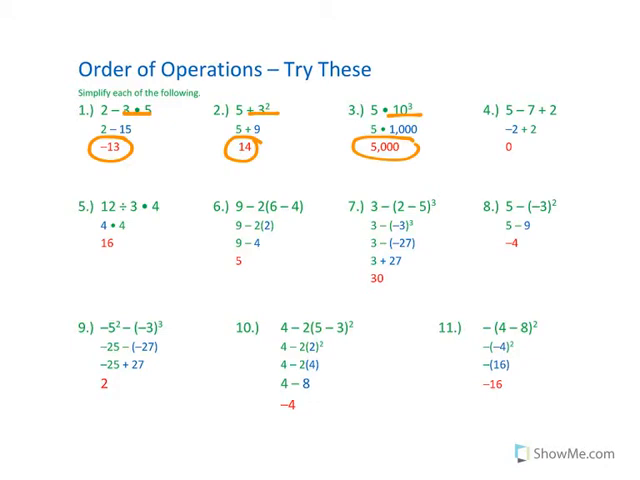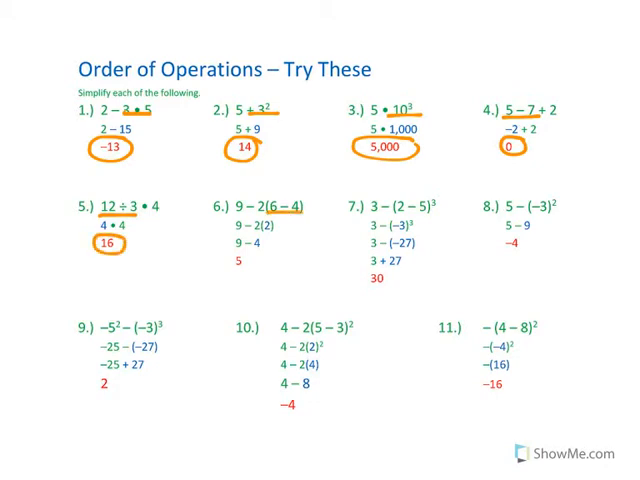Subtraction and addition go left to right. 5 take away 7 goes first. Negative 2 plus 2, 0. Again, division and multiplication go left to right. 12 divided by 3 is 4. 4 times 4 is 16.